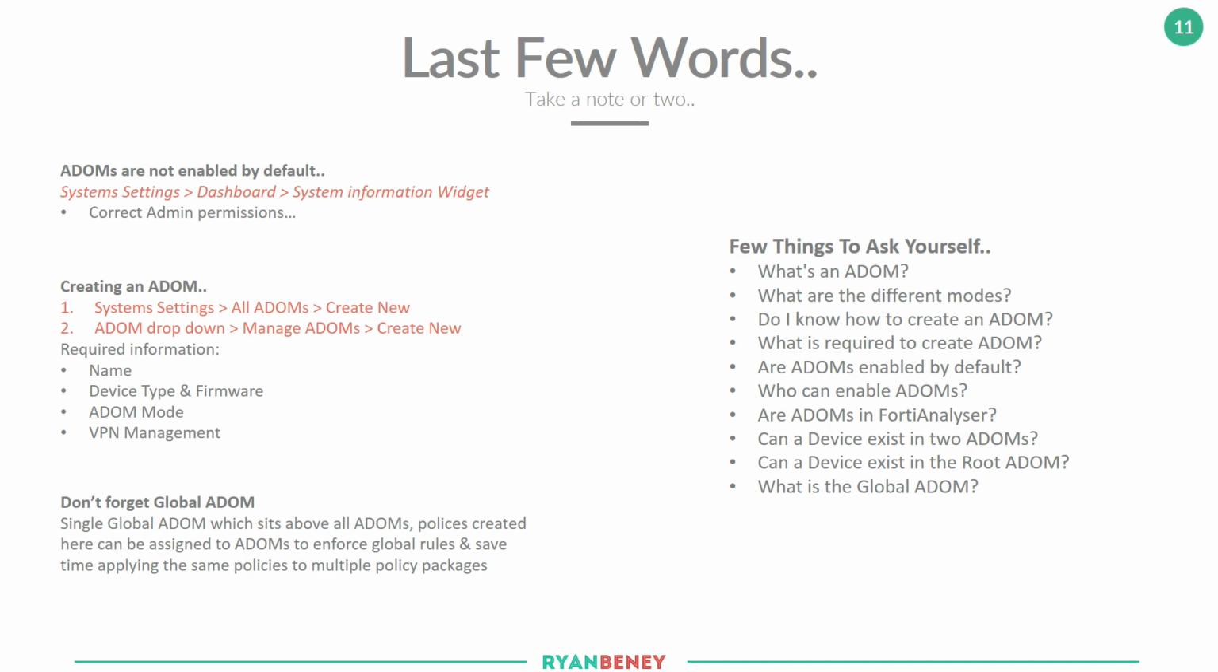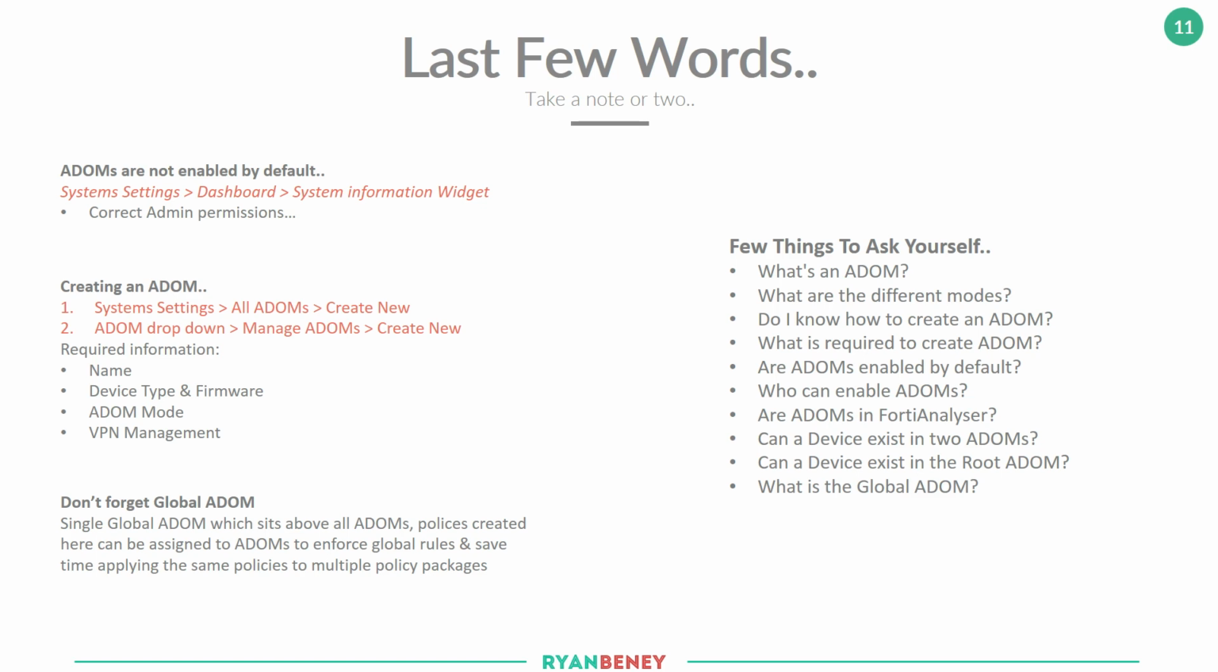You need to make sure you don't forget about that global ADOM, that hierarchical ADOM. It's a single global ADOM which sits above all ADOMs. Policies created here can be assigned to ADOMs to enforce global rules. Last but not least, there's a few questions I've put here that you can hopefully answer with me now. First of all, what is an ADOM? An ADOM is an administrative domain that allows us to logically segment the FortiManager. What are the different modes? There are two modes, normal and backup, and hopefully you know the difference between them.